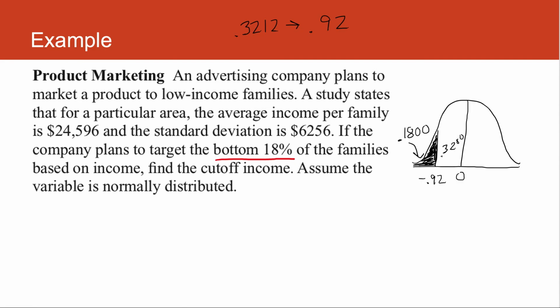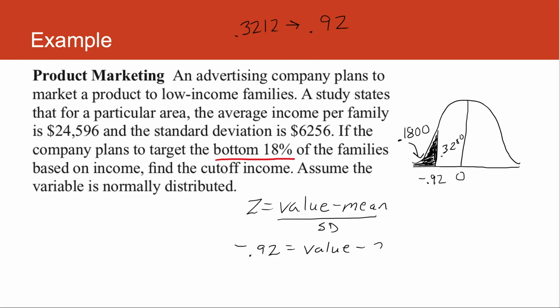All right, and then the only other thing I have to do is use my formula to convert that back to a regular number. All right, so remember that your formula is value minus mean over standard deviation. We never are looking at samples with this type of problem. So let's plug in what we know. We know the z-score is negative 0.92. We are looking for the value this time. We know the mean is 24,596. We know the standard deviation is 6256. And then your job becomes solving for the word value.